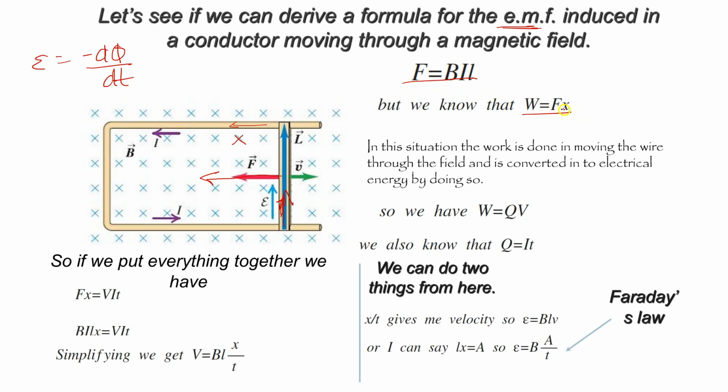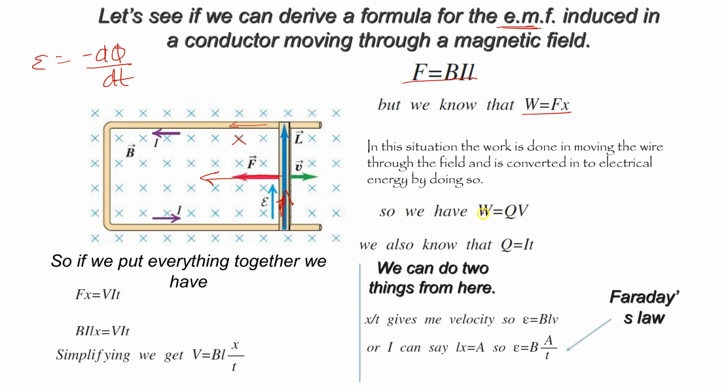So this is the force that is causing the work. And that work is being done within a particular distance, meaning that it's going to move the wire a particular distance. Now it says that in this situation, the work done in moving the wire through the magnetic field is converted into electrical energy by doing so. So remember now, if the magnetic field is doing work, energy cannot be lost. So that energy that was used to do work is going to be converted into electrical energy. And that is the electrical energy that we are concerned about.